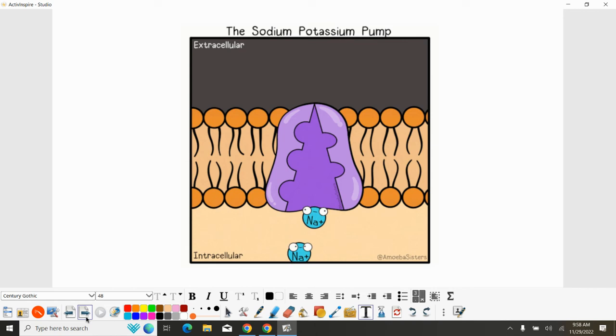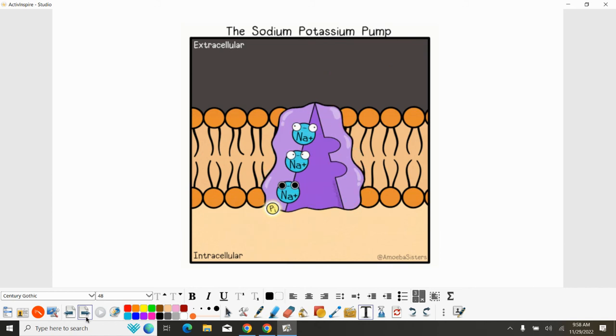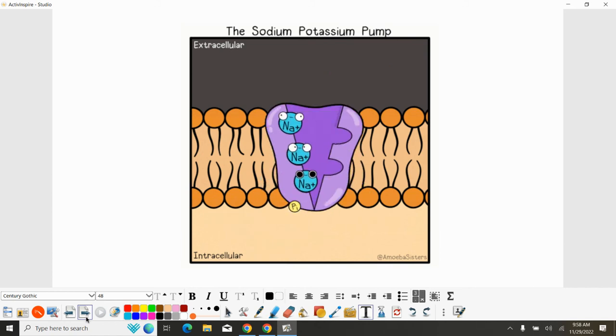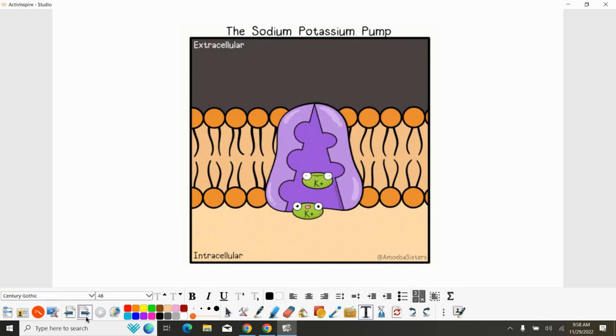Here's a little animation. The 3 sodiums move in and bond to the pump. ATP comes along, attaches to the pump, gives it the energy it needs. It changes shape, opening up to the outside world where the sodiums are released. 2 potassiums can then move in and bond to the pump. Pump changes shape, opens up to the inside of the cell, releasing those 2 potassiums back to the inside.